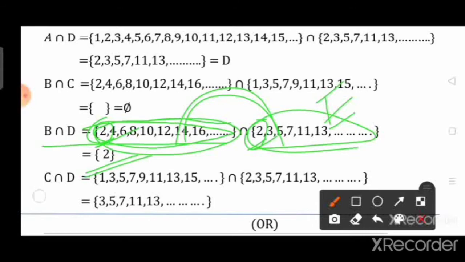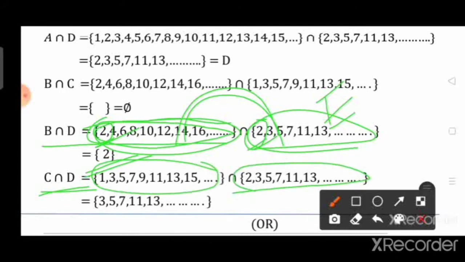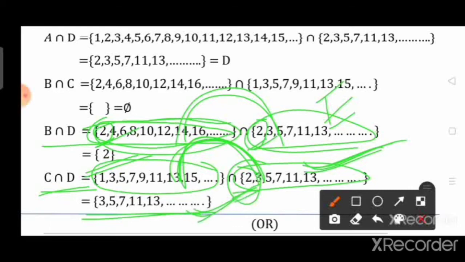And then next, C intersection D. C means all odd numbers, D means all prime numbers. When we observe the common elements in these two sets, except 2, all the other prime numbers are in this set. So 3, 5, 7, 11, 13, this is our answer.